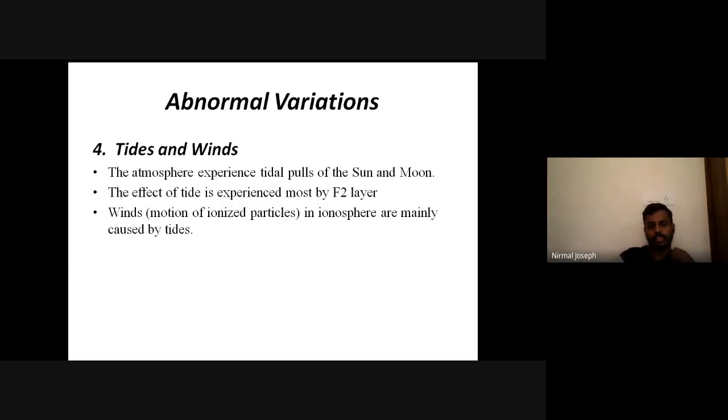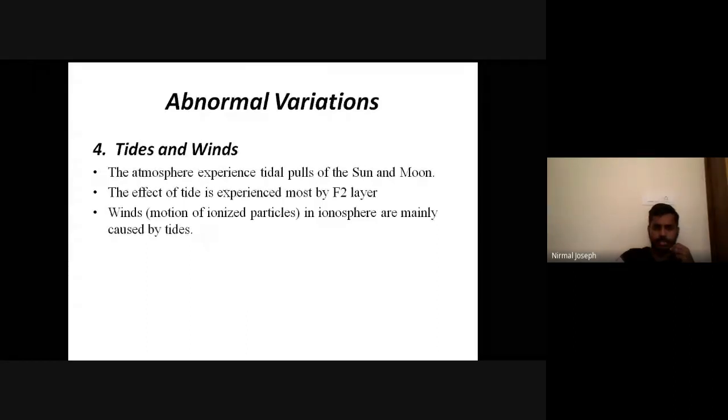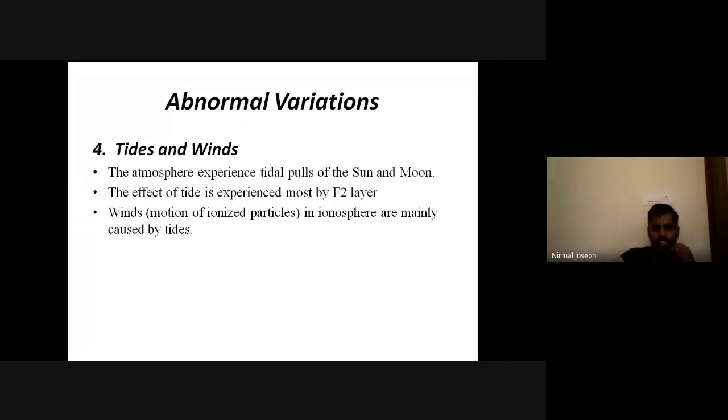The atmosphere experiences tidal pull of sun and moon. This is quite a natural thing. Our atmosphere is always under the influence of sun and moon. Tide is due to lunar activities, or due to the moon's attraction on seawater. Likewise, the atmosphere also experiences tidal pull. Naturally, the effect of tide is experienced most by the F2 layer, since it is the outermost layer. That tidal pull of sun and moon will be maximum at the F2 layer.